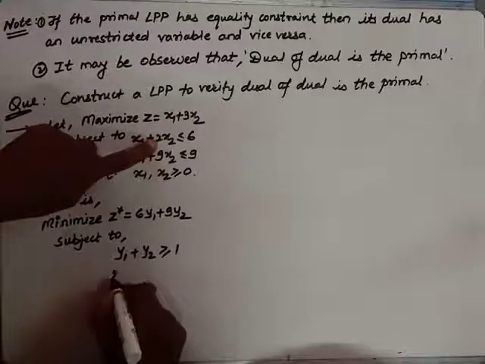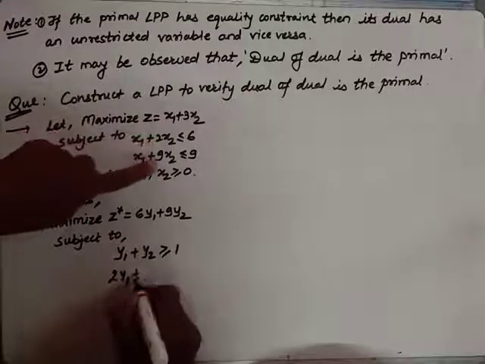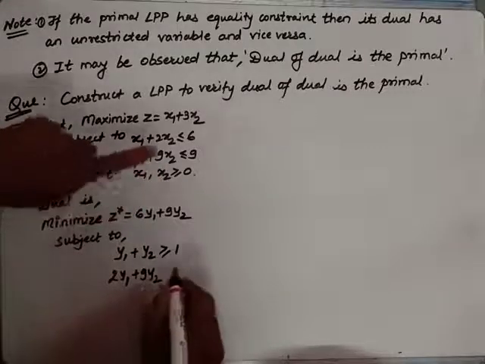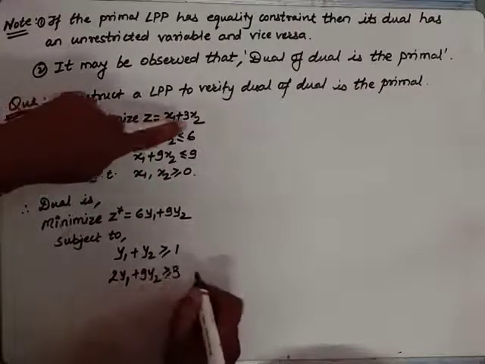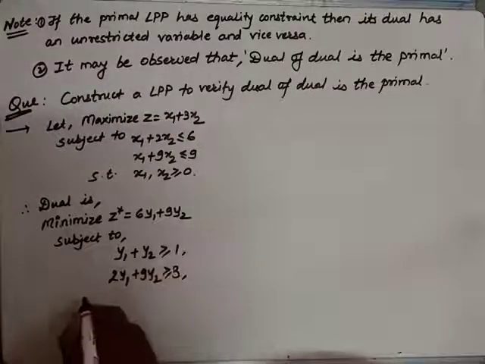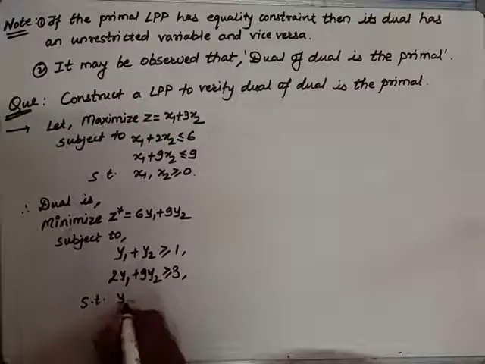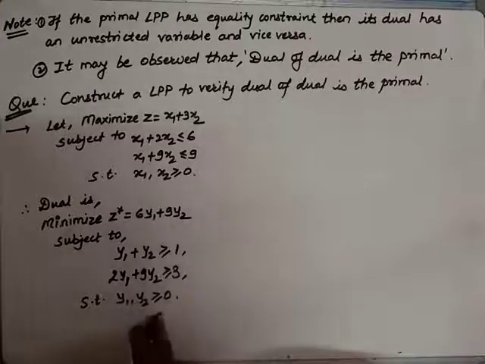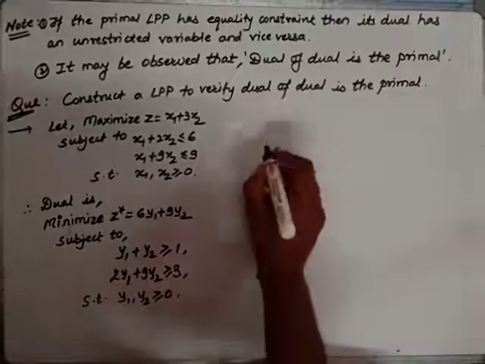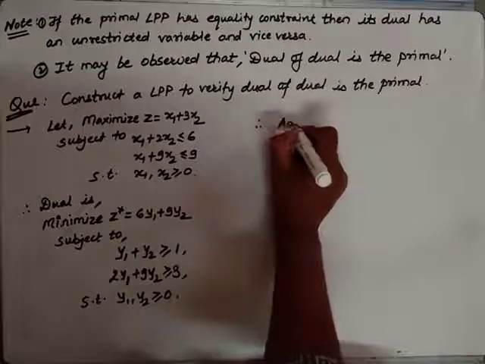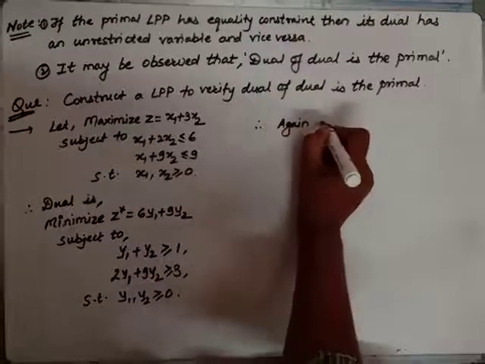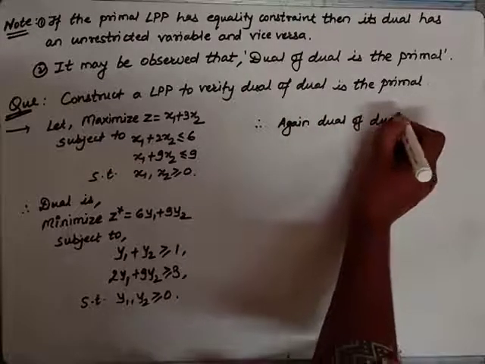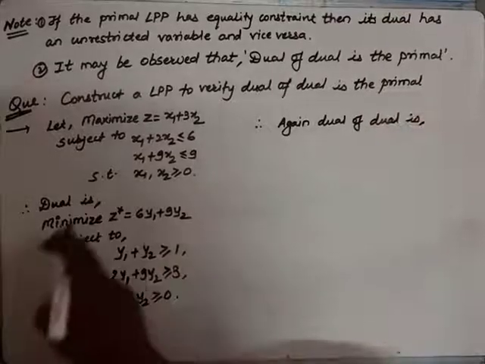Again 2y1 plus 9y2. Coefficients of x2 will give the second constraint, greater equal 3, such that y1, y2 greater equal 0. Now let us take the dual of this one again.